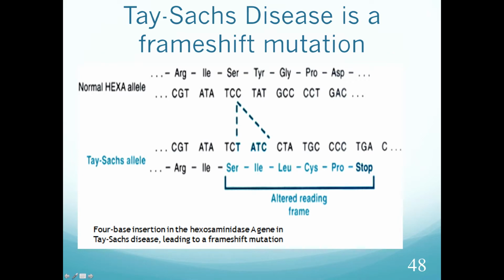So an example of a frameshift mutation is Tay-Sachs disease. Tay-Sachs disease basically causes a progressive deterioration of nerve cells and mental and physical abilities that begins around 7 months of age and results in death of the child, usually by the age of 4. And it results from an insertion of 4 base pairs within the HEXA gene. So we have an insertion of TATC, which throws the entire amino acid chain out of whack until it eventually reaches a stop codon and a nonsense protein is created.